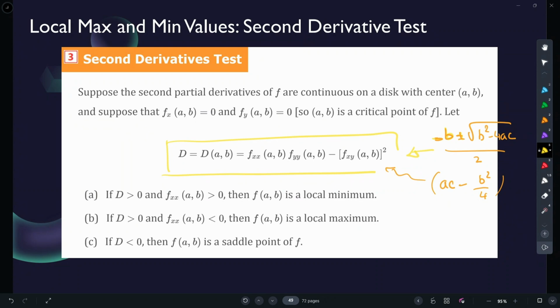It's the equivalent of the value of the second derivative in the one variable case. If this capital D, if this value of second derivatives is positive, and the second derivative with respect to x is positive, then we have a local min. If it is positive, but the second derivative with respect to x is negative, then we have a local max. And if this is negative, then we have a saddle point. So we will use this next time to analyze some critical points.